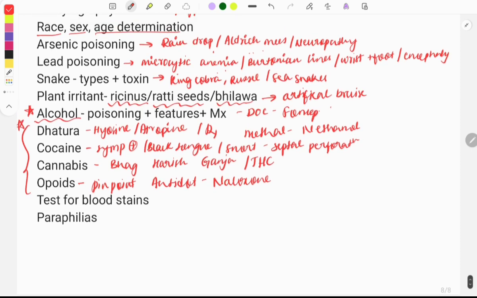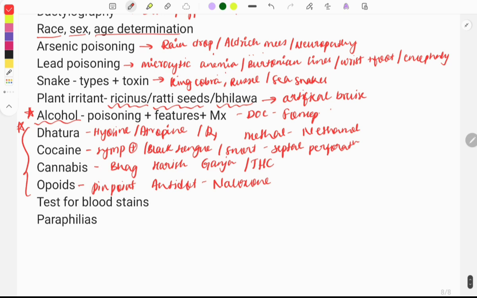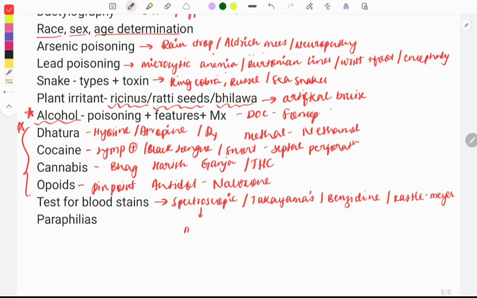Okay, then let's see certain miscellaneous points, like the tests for blood stains. So these tests are done to identify blood stains, and they are the spectroscopic, which is the most specific and the most confirmatory. One mark was asked previously. Then Takayama's, an image-based question is asked. In this, the blood stain will look like a salmon pink feathery crystal. Then the Benzidine test, which is the most reliable test, and the Kastle-Meyer test.